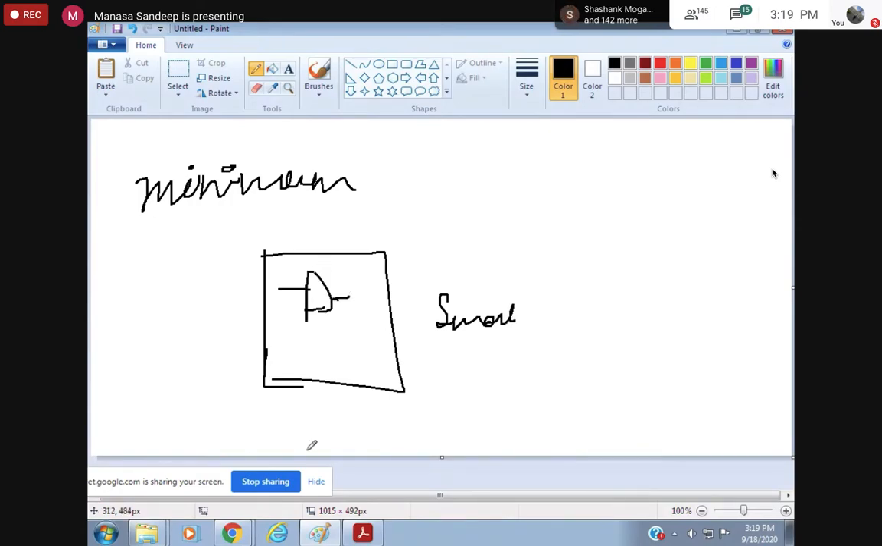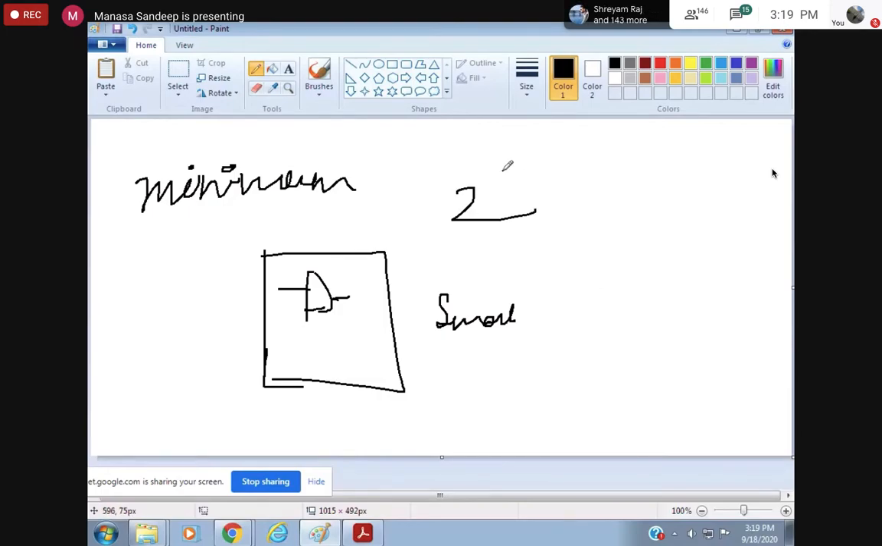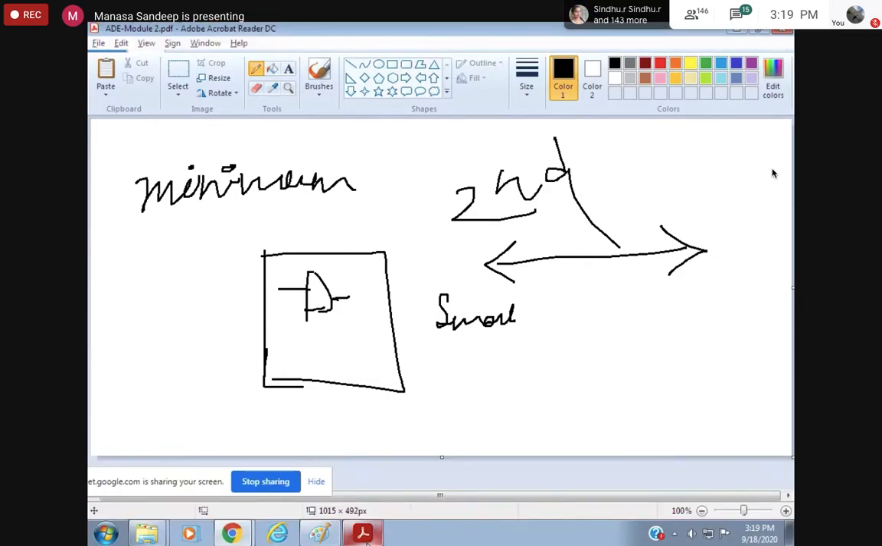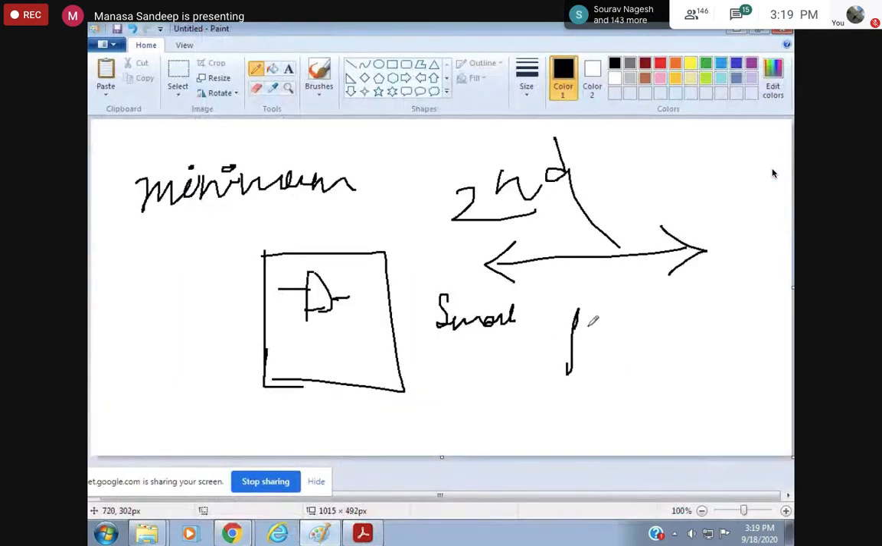Simplification by using these rules is what you studied in your second semester. Now we are seeing the advanced version of this. We are not simplifying it by using these rules. So why are we not simplifying it this way? Why are we moving to the K-map method? What is the disadvantage of this one?